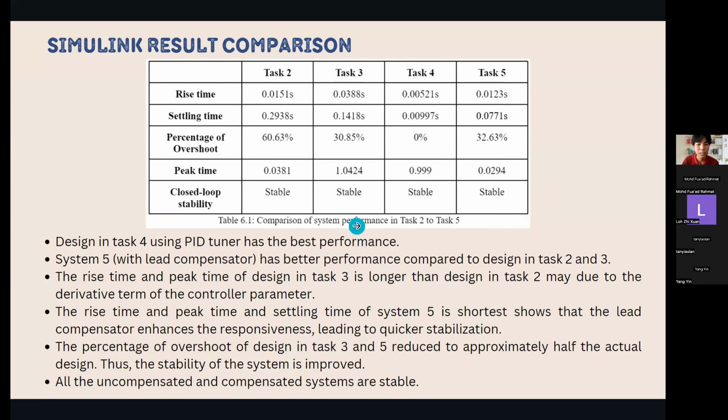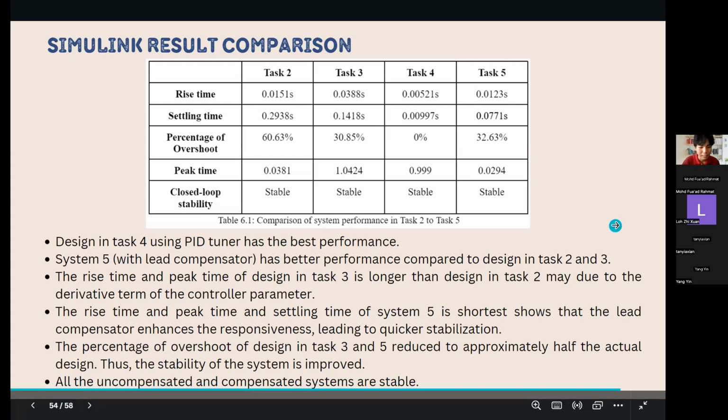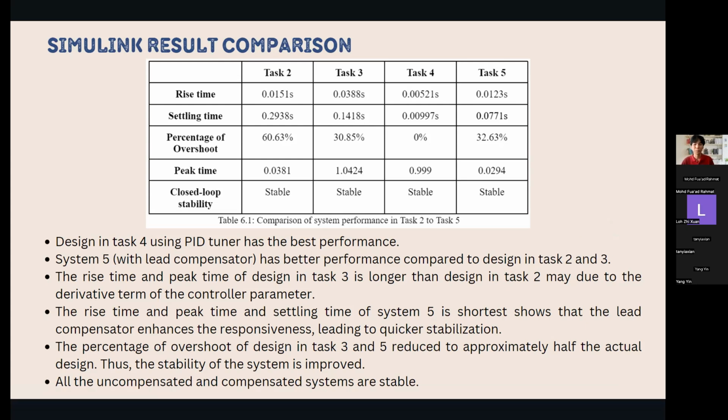So for task 3, the rise time and the peak time become longer a little bit, because changing the control parameters KP and KD will affect the transient response. So by using the PID tuner, we get the optimal performance and the best parameters to achieve the best performance of the system. Yeah, that's all for our group.